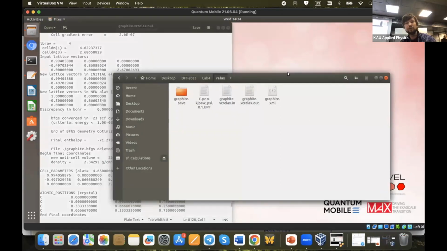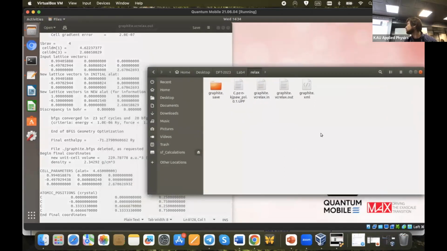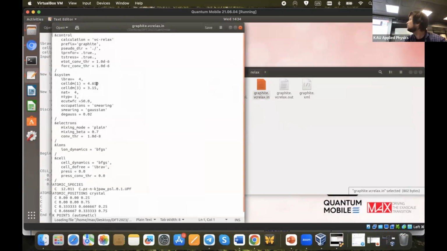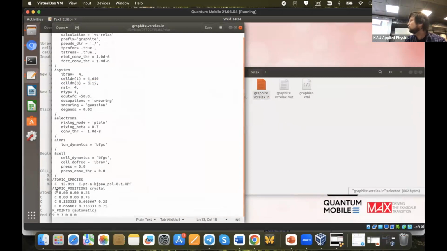Okay, and we are going. We made relax. We made this first step of our calculations. Usually, it's much faster because I explained all the steps. And now, what was the goal of this calculation? What information should we get for further calculations? We should get the shape of the cell, new cell DM1 and cell DM3, and we should get new atomic positions if they were changed.